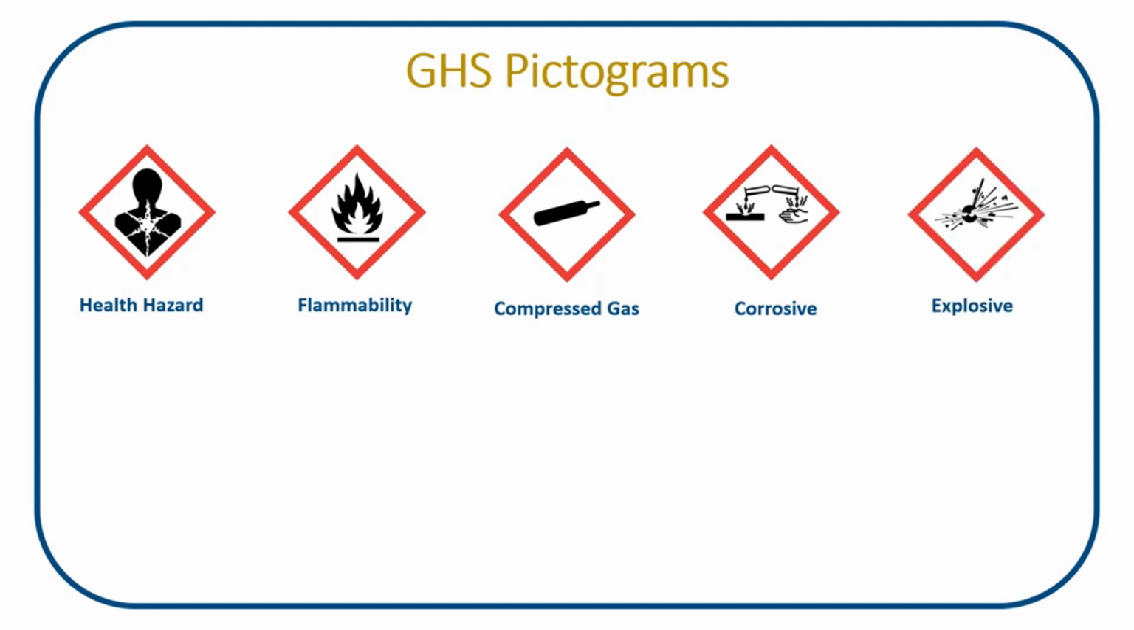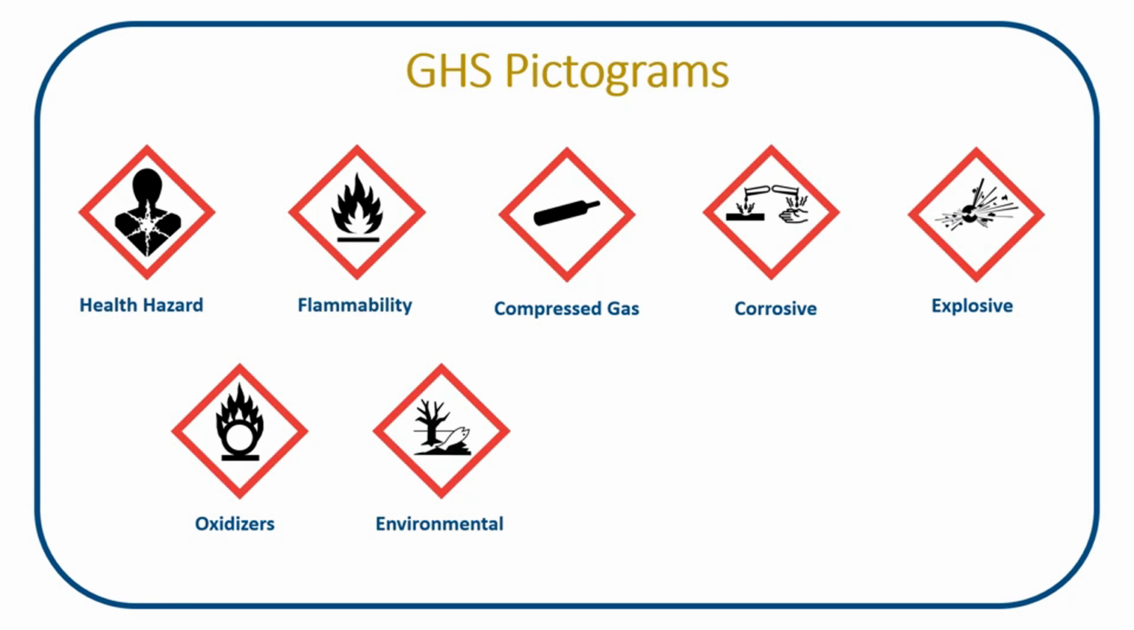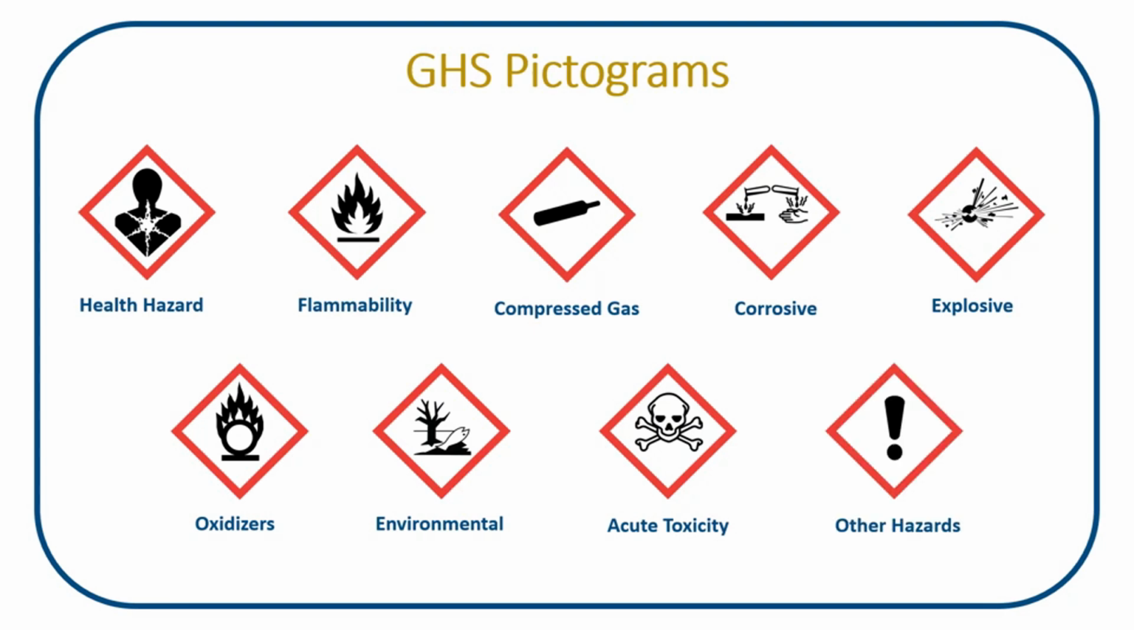We have one that indicates an explosive material risk. We have one for oxidizers. This pictogram represents environmental hazard. This pictogram represents acute toxicity. And finally, we have a pictogram that represents other hazards that do not fall into one of these other categories.